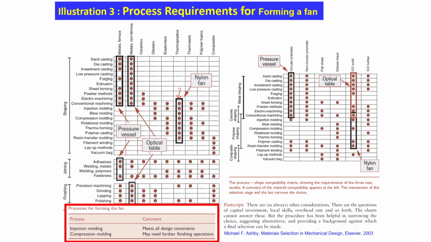So, which one will you select? Injection molding meets all design requirements. Compression molding may also meet all the design requirements, so which one to choose? You have to consider the cost, which is the most important aspect. As you can clearly see, there are always many other considerations. The most important questions are capital investment, skill, overhead cost and other things. So, the chart clearly shows the best possible process is injection molding, which is what is used.